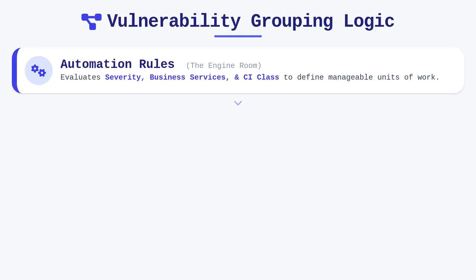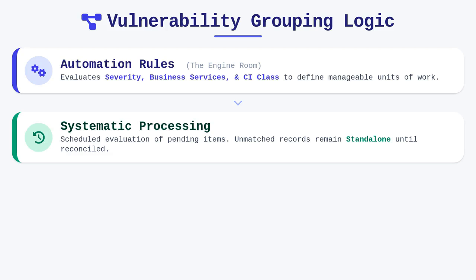It is vital to recognize that the automation rule processor operates on a systematic schedule, evaluating the pending state of ingested vulnerabilities against existing group definitions. If a vulnerability item does not fall into a predefined group, the system retains it as a standalone record until a new rule or manual intervention reconciles it.